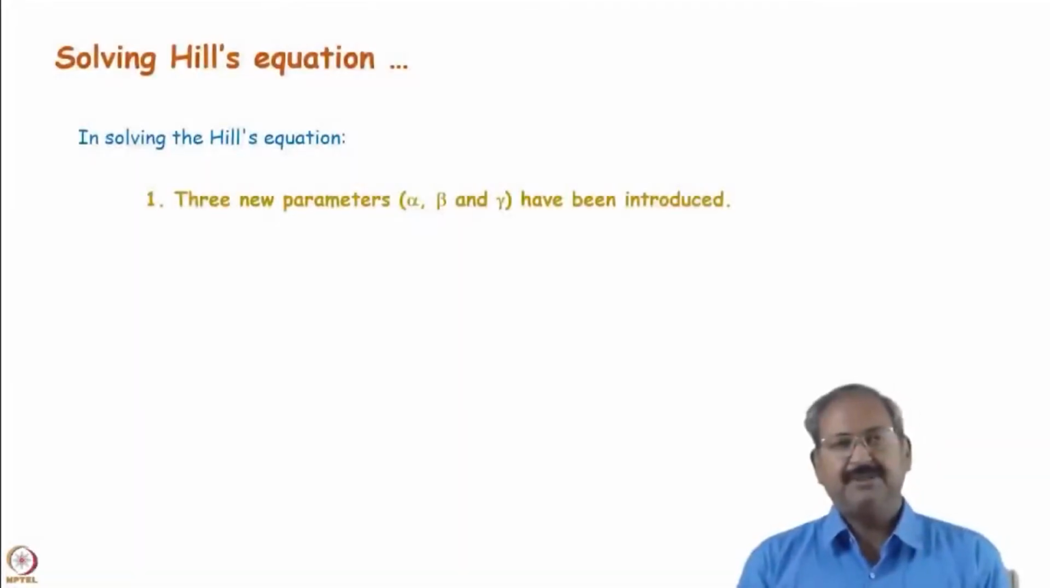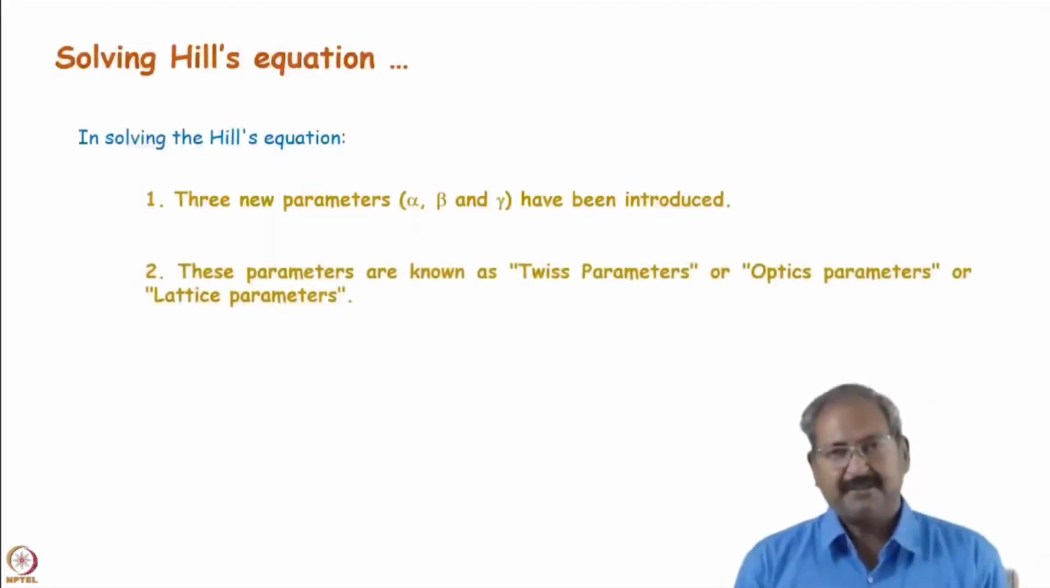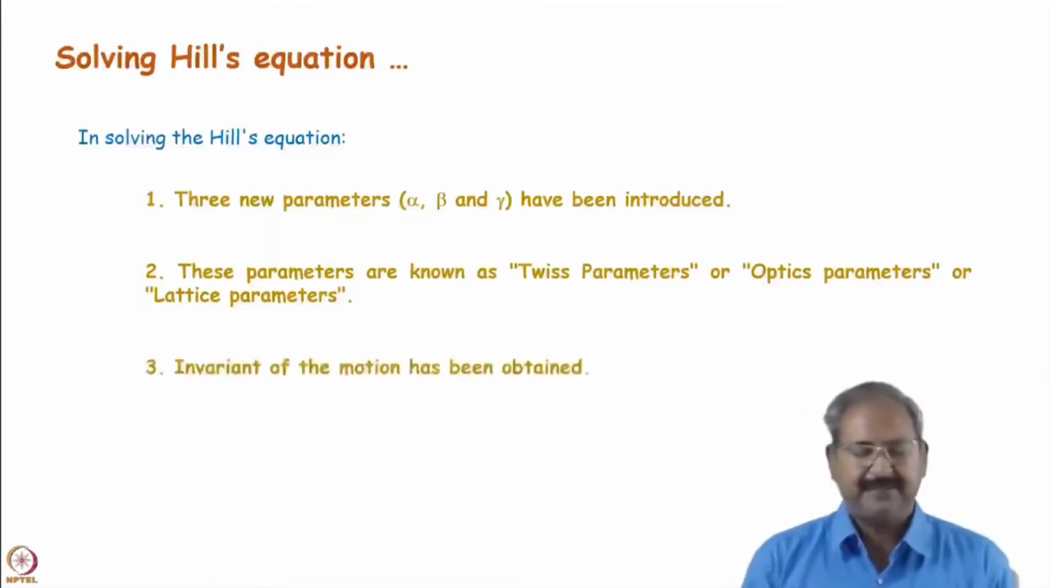So now, solving the Hill's equation by this method, we introduce three new parameters, alpha, beta, and gamma. We will see shortly what physical significance these parameters have. These parameters are known as twist parameters, and some literature says optics parameters or lattice parameters.